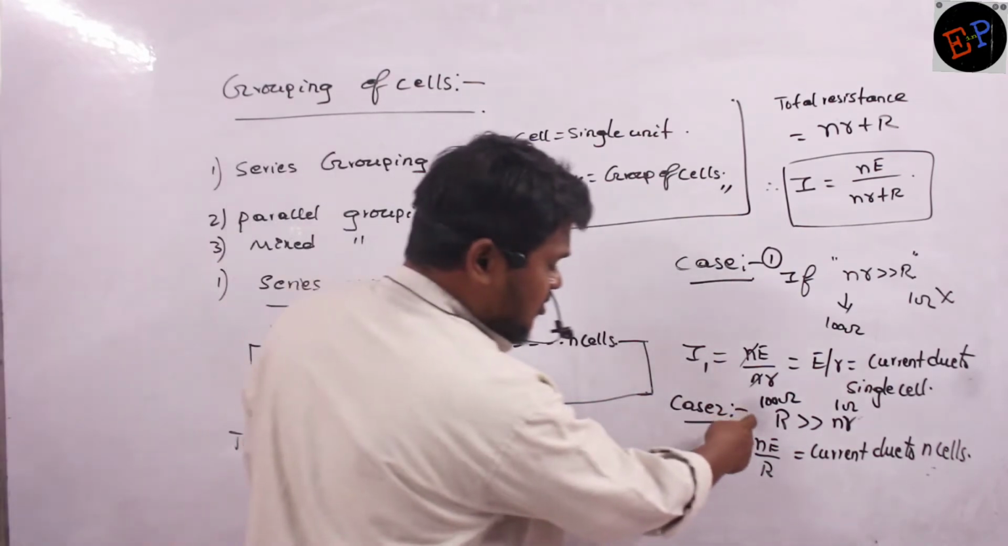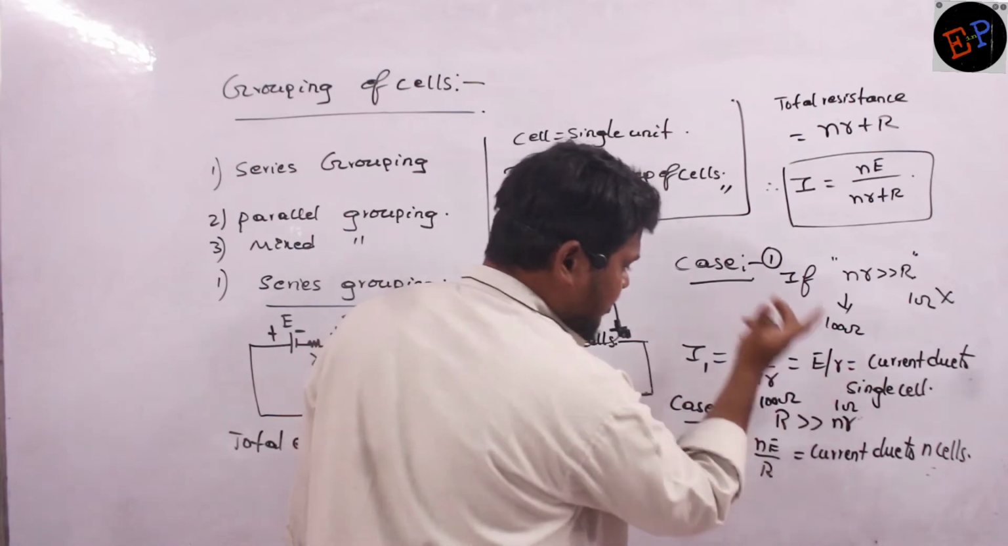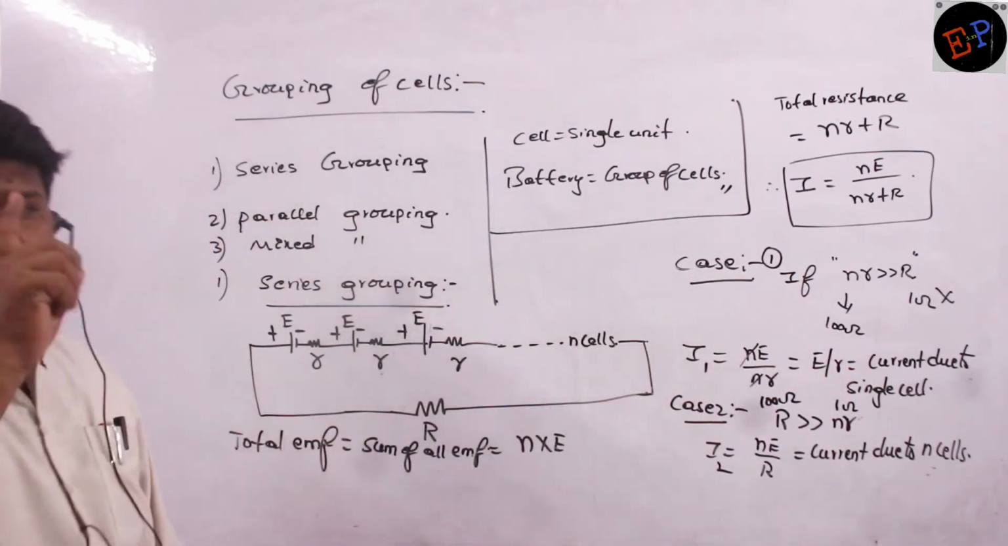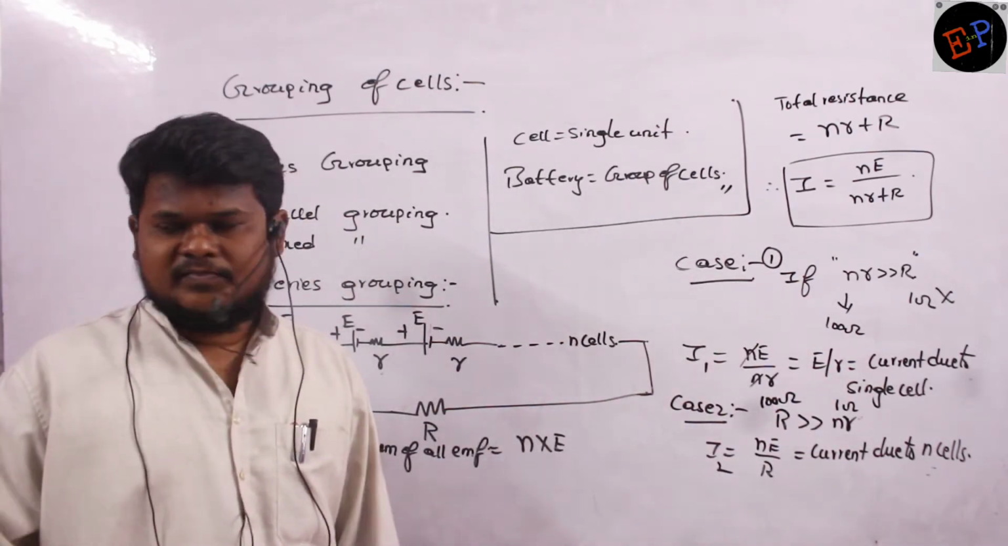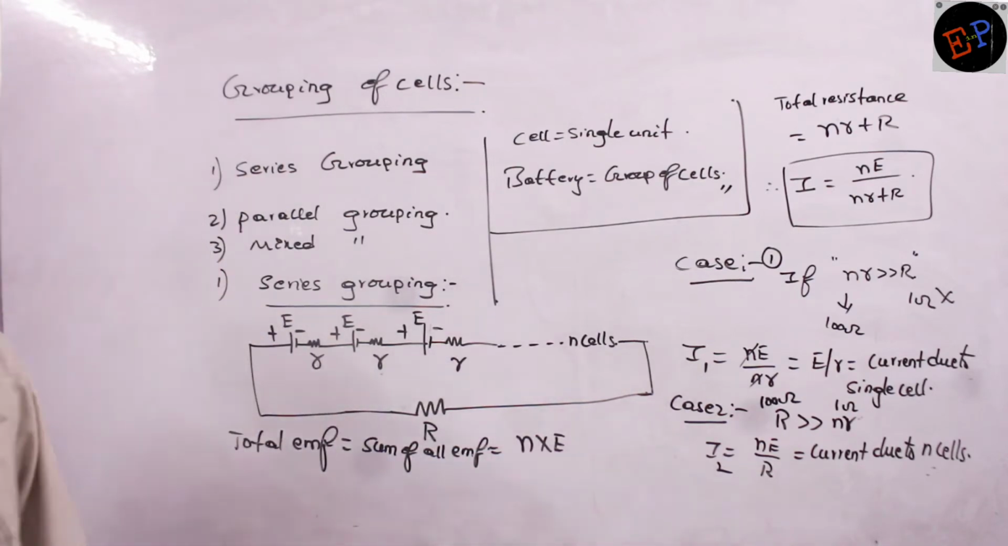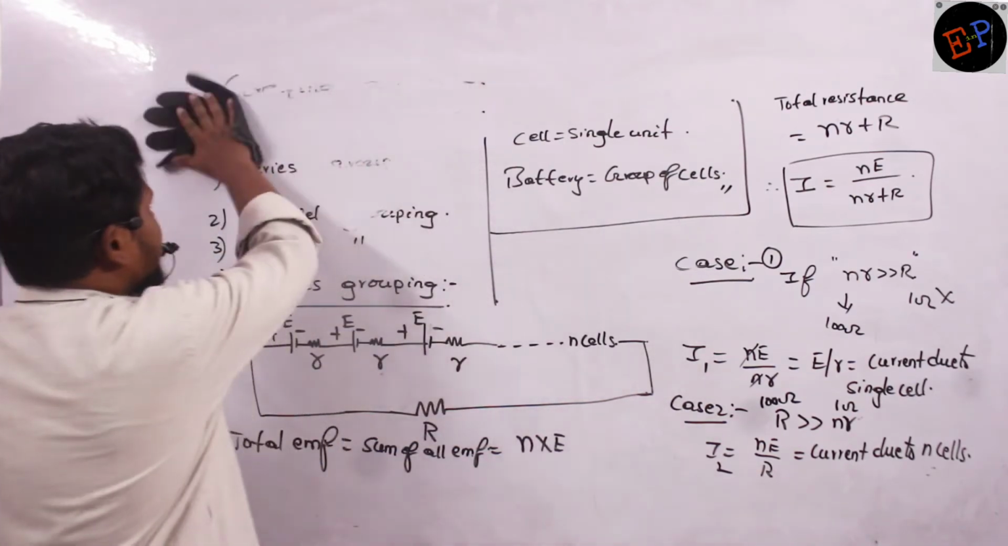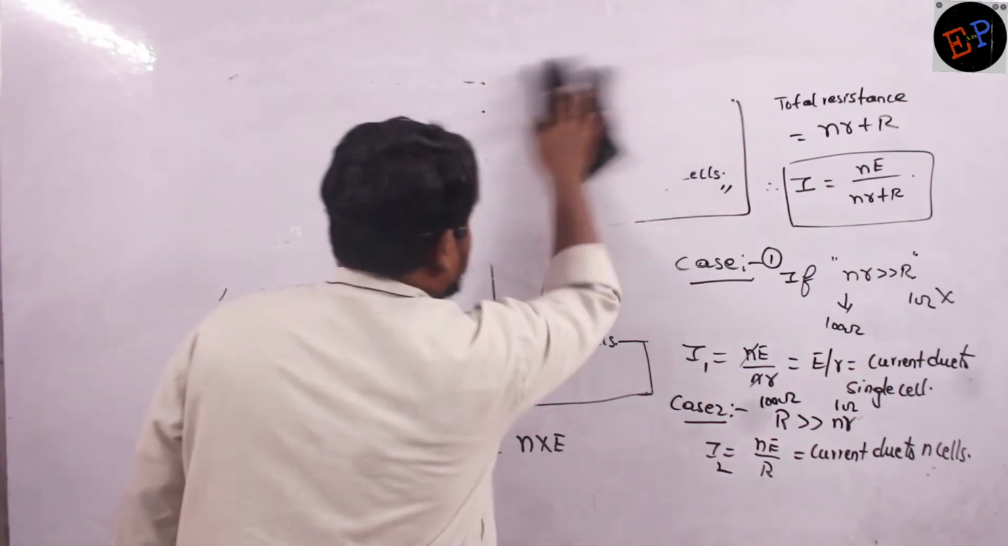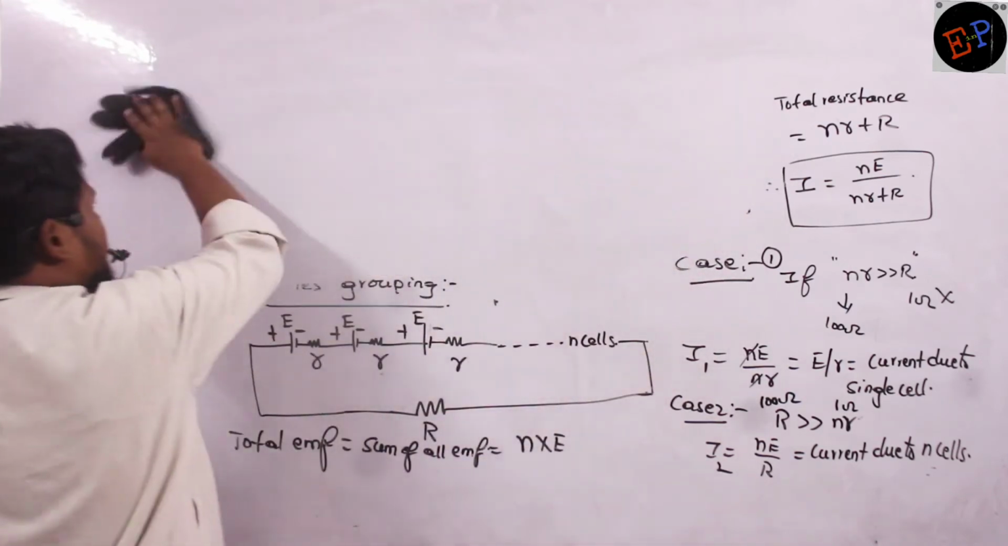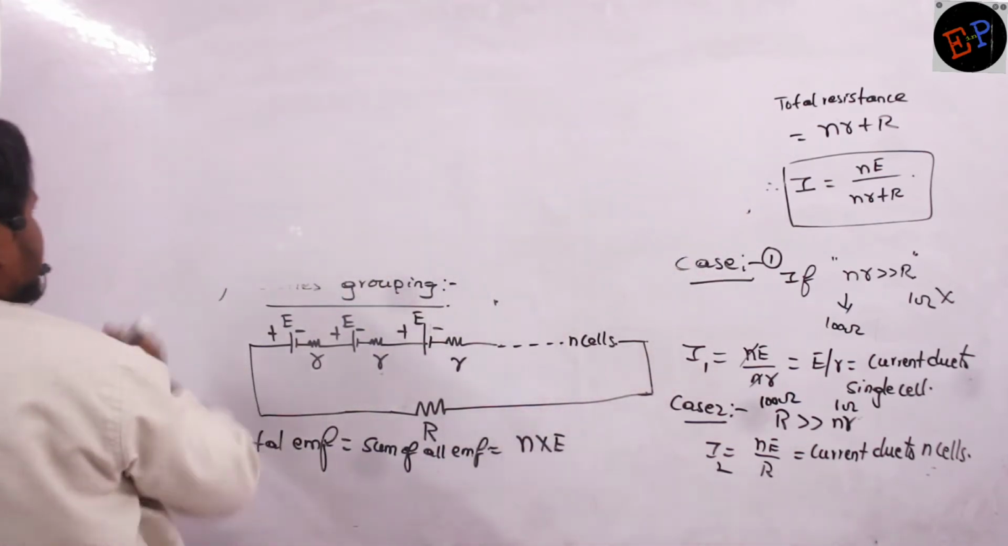External resistance should be much larger when compared to internal resistance. Then the current flowing will be maximum. Is it clear? So these questions can be asked. So understand very carefully. What is the note point we have understood by doing all this?